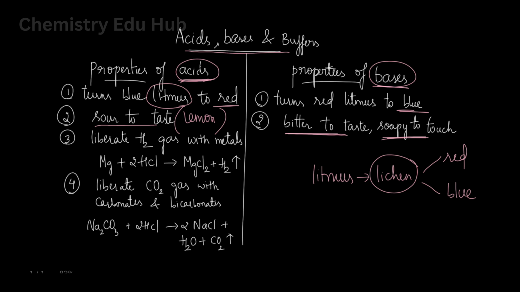Then acids generally liberate hydrogen gas when reacted with metals. Here we took the metal as magnesium. You can take sodium, potassium, etc. When treated with HCl, it forms salt and you get hydrogen gas. So acids liberate hydrogen gas when reacted with metals.